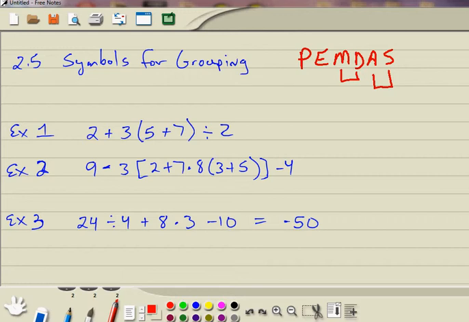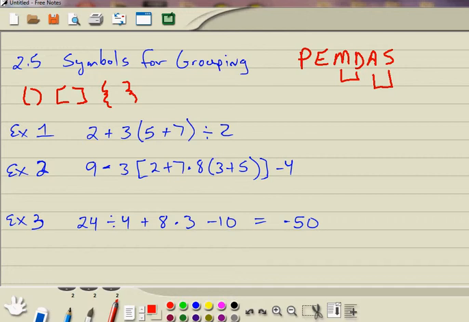We're talking about parentheses. There are different grouping symbols that we could use. We can use parentheses, brackets, or even braces. The key is knowing that with parentheses, brackets and braces, we always start from the innermost part of the equation. Let's look at example number 1.